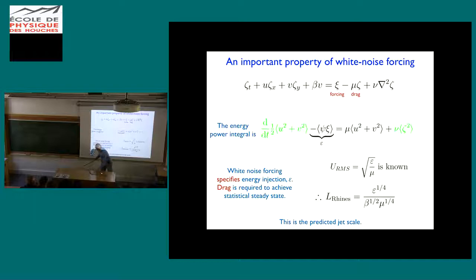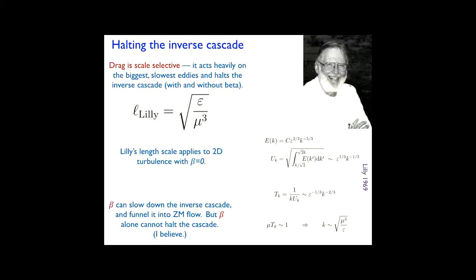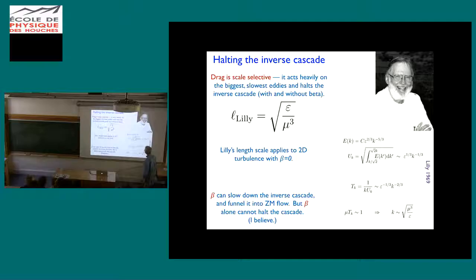But the Rhines scale is not the only length scale. After all, we've got at least three parameters here, epsilon, beta, and mu. And there's another one, I don't know if Ted talked about this, I regard this paper by Doug Lilly from 1969 as an unjustly neglected paper, because Lilly pointed out that drag is scale selective. You see, you might think that drag, if you looked at the equation, you've got d zeta dt equals minus mu zeta, and you can solve that as a differential equation. It's e to the minus mu t, independent of the scale of anything. So that's a naive argument for saying that drag does not act differently on different eddy scales.